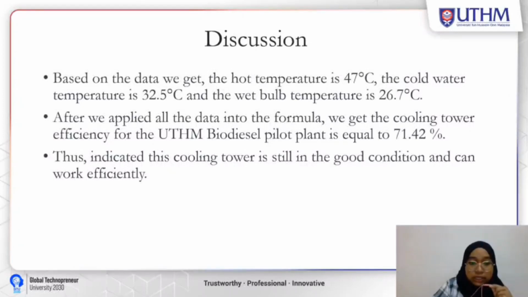After we apply all the data into the formula, we get the cooling tower efficiency for the UTHM biodiesel pilot plant equal to 71.42%. Based on practice, this value is in the range of normal efficiency of a cooling tower, which is from 70% until 75%. Thus, it indicates this cooling tower is still in good condition and can work efficiently.